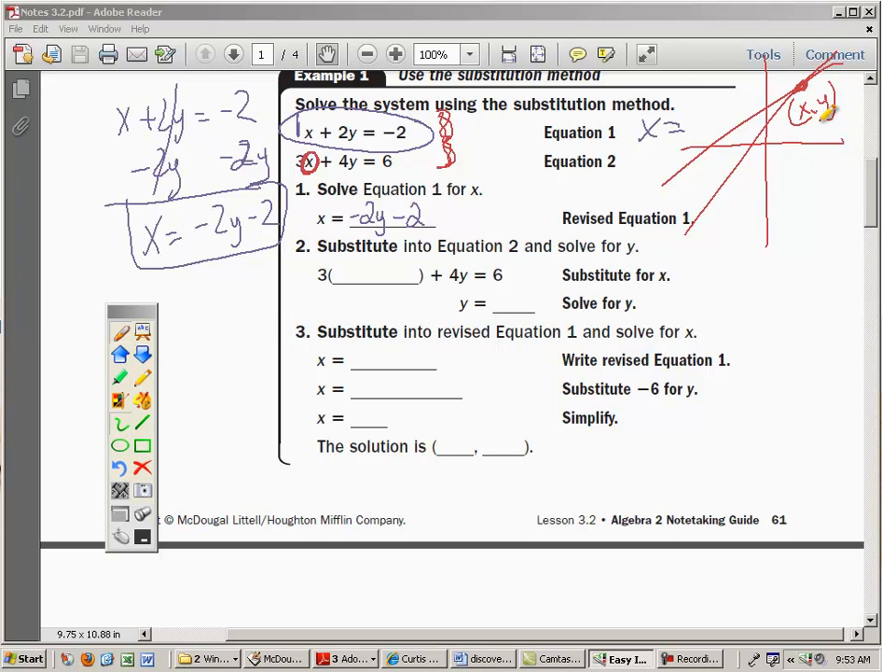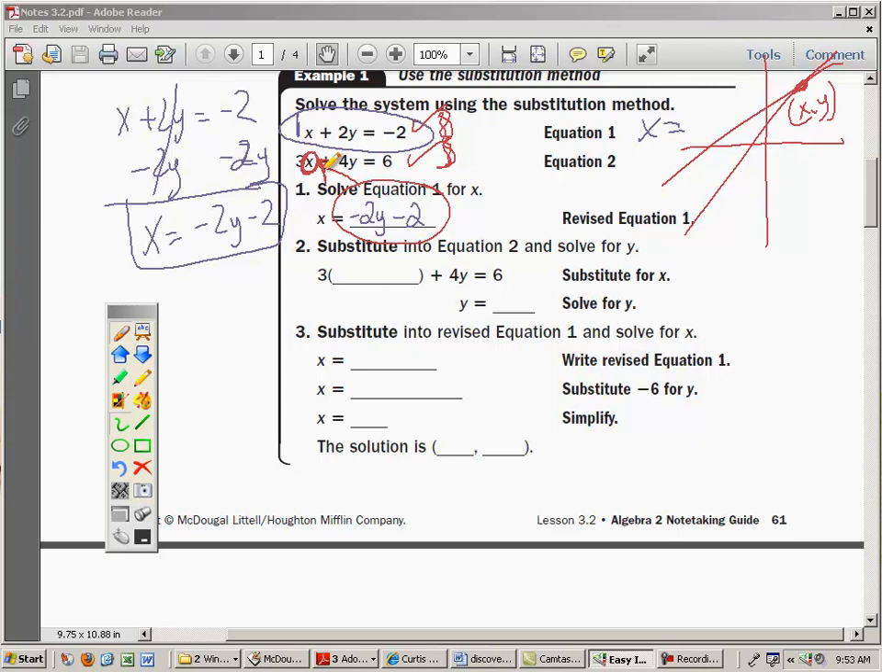So that means the x and y that I have to have is the same x and y as a solution for both of these equations. So what I'm going to do is replace, in the second equation, that x with the expression that I found for x in the first equation.